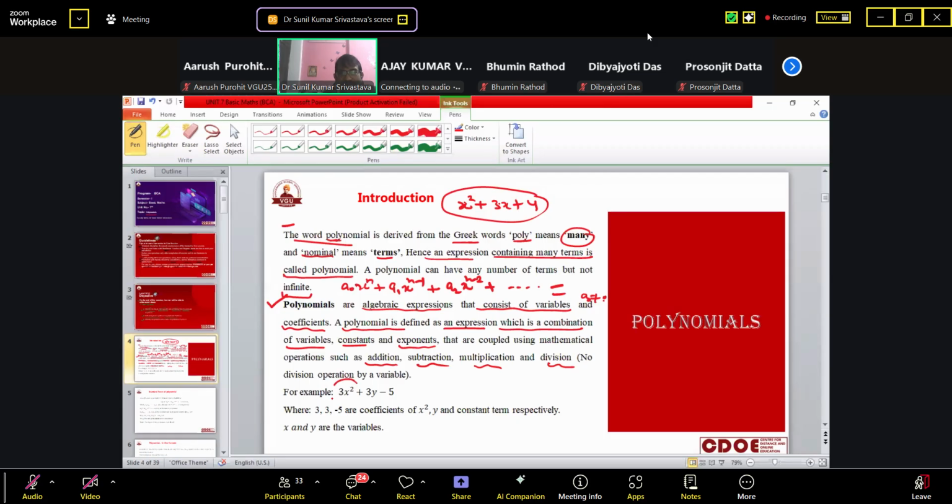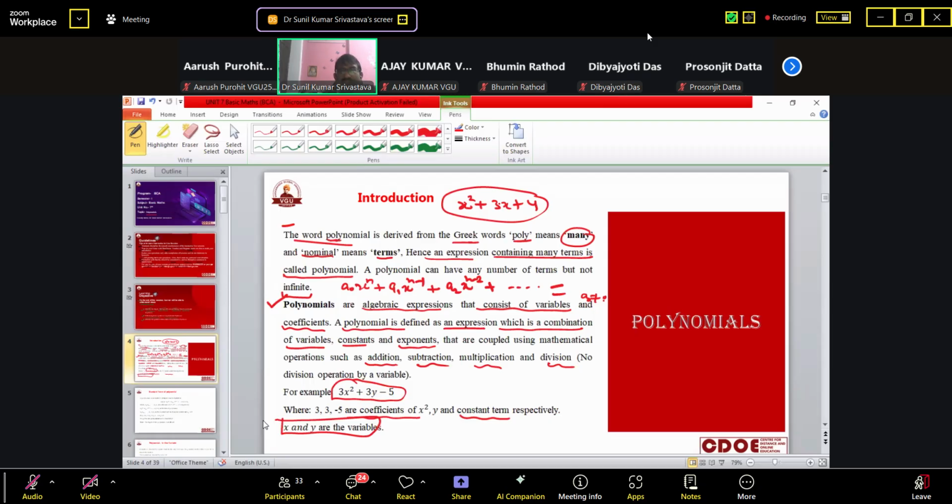For example, we have an expression of the form 3x square plus 3y minus 5. Here we have the variables x and y. We have 3, 3 and minus 5 as the coefficients of the terms, and the constant term is known as the constant. So here x and y are known as the variables.